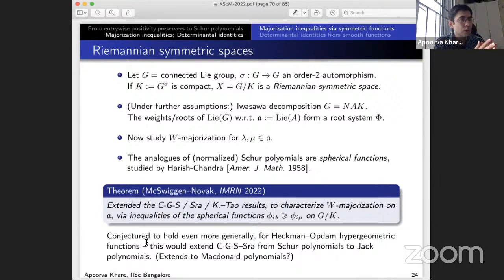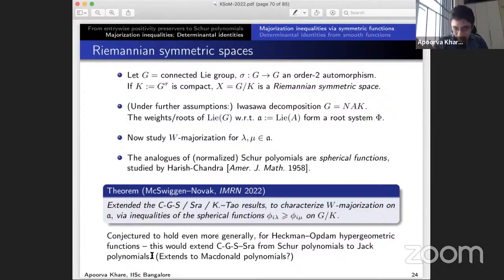The converse part is not there for Harish-Chandra. There's no Harish-Chandra–Itzykson–Zuber integral analog for the Heckman–Opdam hypergeometric functions that can be used in this manner right now. So that converse part is still a conjecture. But if it were true, it would extend these things from Schur polynomials to Jack polynomials, and it would also therefore imply Muirhead's inequality. So Muirhead doesn't quite follow from what Maxwell and Novak have done so far, but it would.